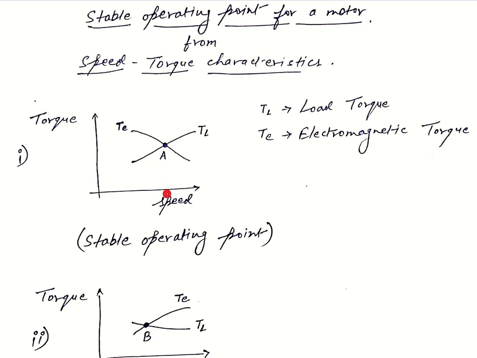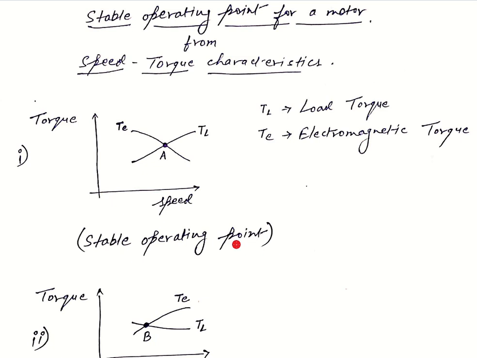So in both these situations, the motor tends to move towards point A. Hence, for slight changes in speed, the motor will tend to come back towards point A. Hence, we can say that this is a stable operating point.